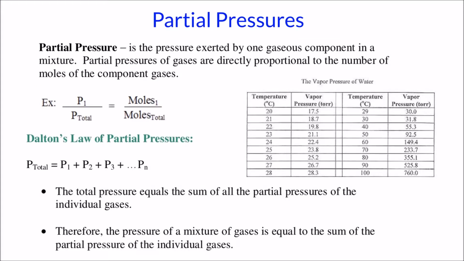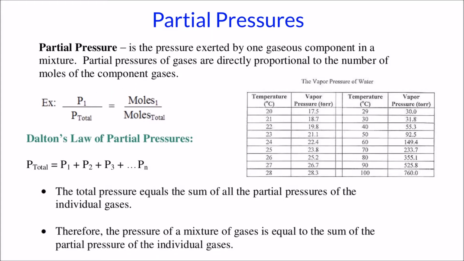Okay, so that means that the pressure of an individual gas over the total pressure, this is a ratio right here, is equal to the number of moles of that individual gas over the total number of moles in the sample. Again, that's a ratio. All right, the partial pressure of a gas is directly proportional to the number of moles of the gas. So that's what this formula right here says.